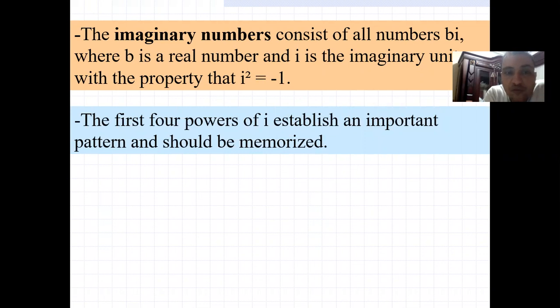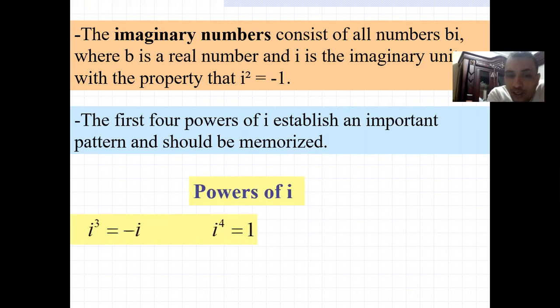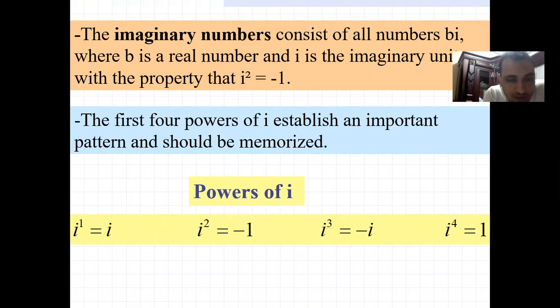Now let's see the first four powers of the number i, which establish an important pattern and should be memorized. Powers of i. We know that i power 1 is i itself, and i power 2 equals negative 1. Now, what about i power 3? You studied before that you can express i power 3 as the product of i power 1 by i power 2. So it will be i times negative 1, so i power 3 is negative i.